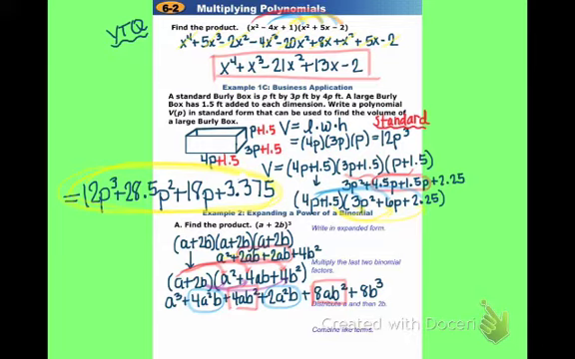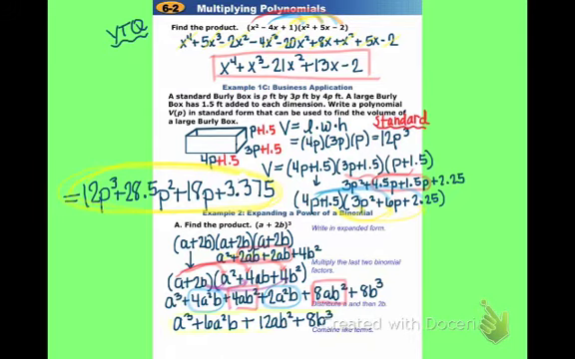Once I put those like terms together, I don't have any other a cubed, so it's a cubed. If I put the a squared b terms together, I have 4 of them and 2 more. That makes 6a squared b. Once I put the ab squareds together, I have 4ab squared and 8ab squared. They add to 12ab squared. And then finally, I don't have any other b cubed terms, so that's 8b cubed. And that is my final answer.